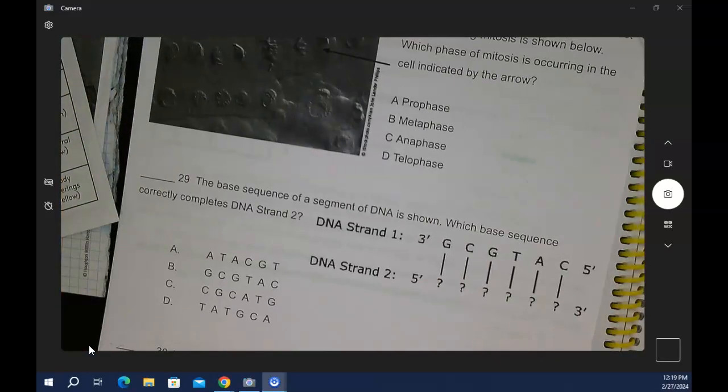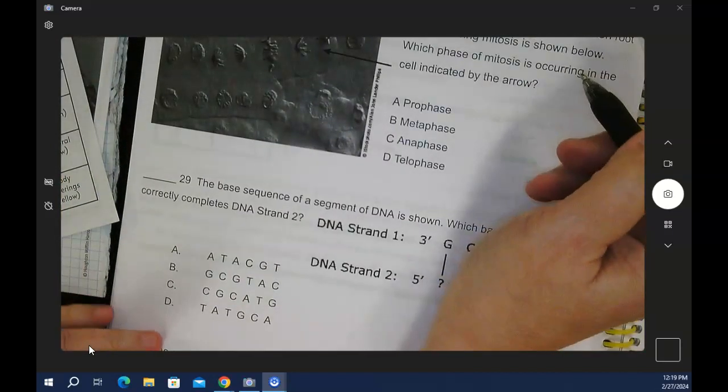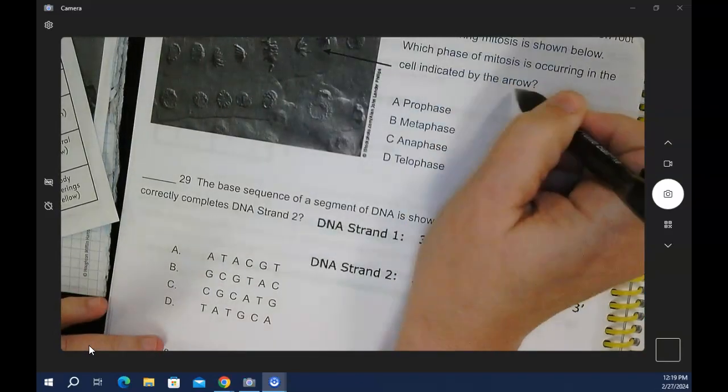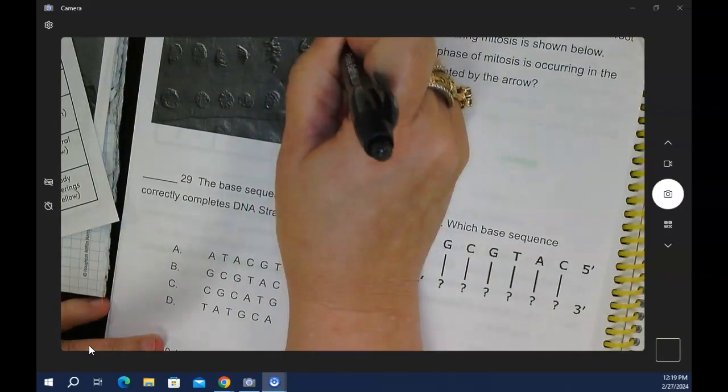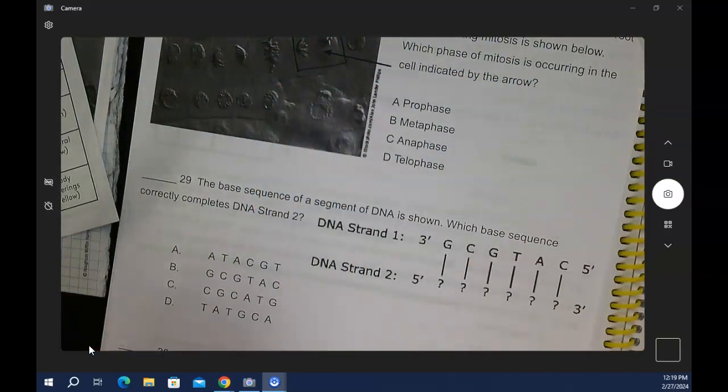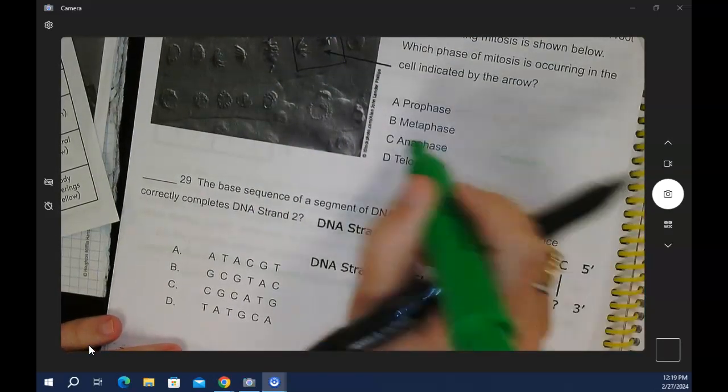You have a photograph of an onion root tip during mitosis. Which phase of mitosis is occurring in the cell indicated by the arrow? Here we are. They're going apart. Prophase, metaphase, anaphase, telophase. That's an anaphase.